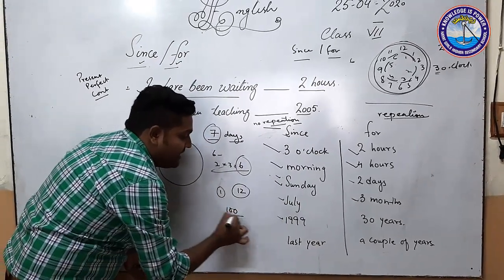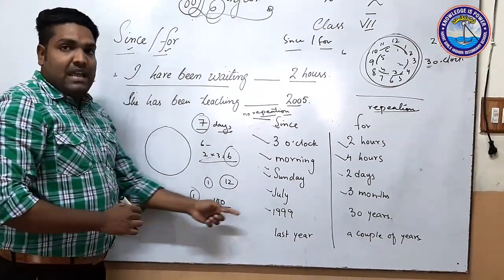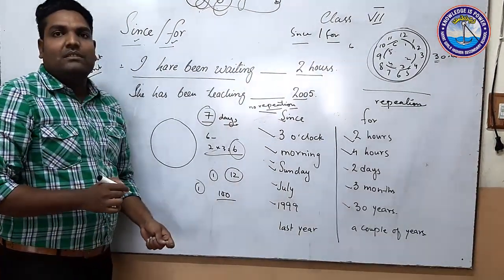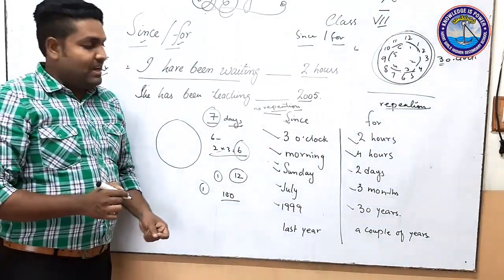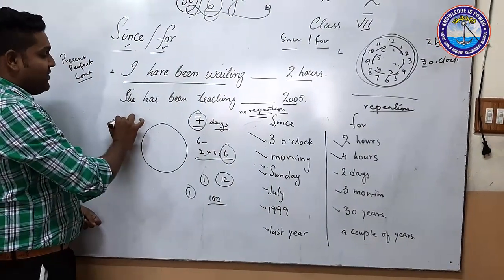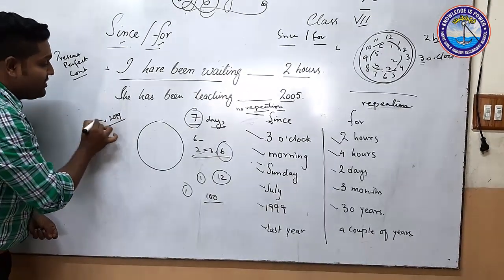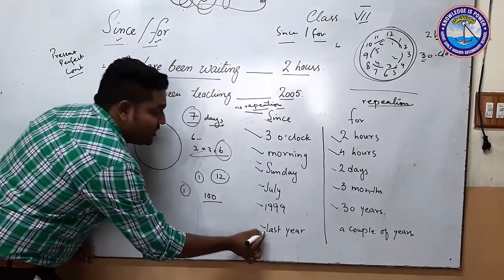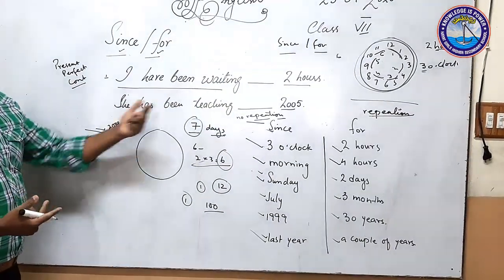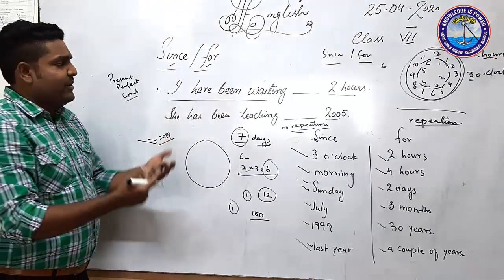1999, in 100 years, you can see that only one time there is 1999. And you have to use for with 30 years, as there is repetition of time. Last year, for example, what is last year? Last year was 2019. With 2019, there is no repetition of 2019, so you have to use since. And with a couple of years, like 2018, 19, 20, the couple of years could be repeated.